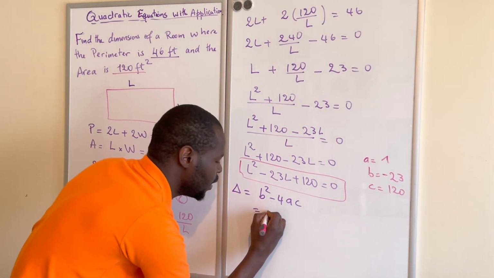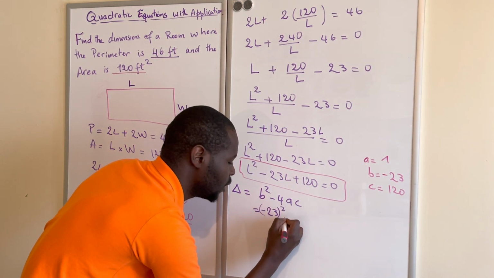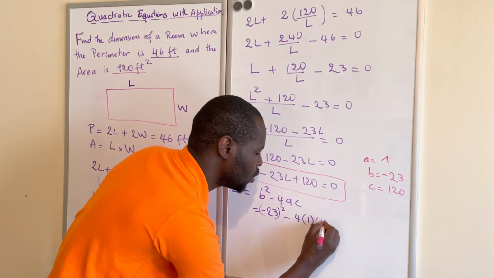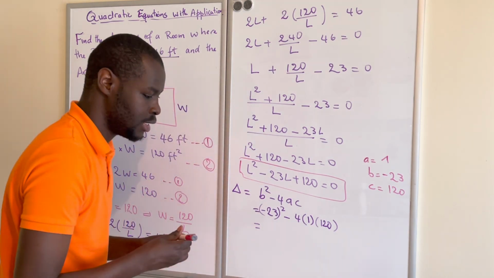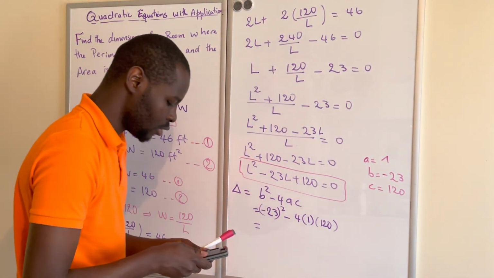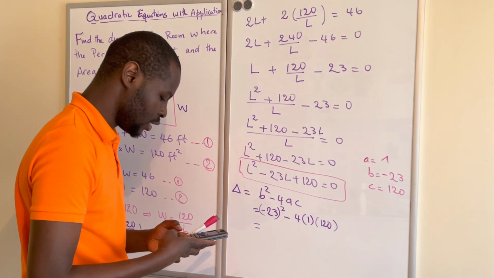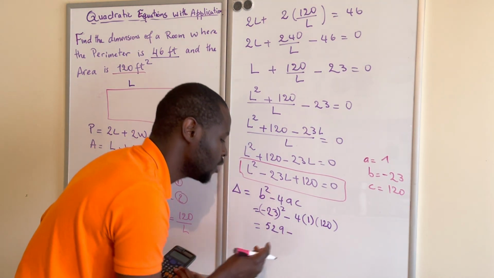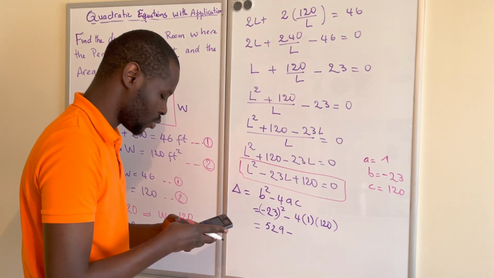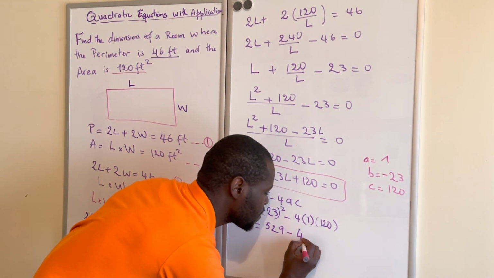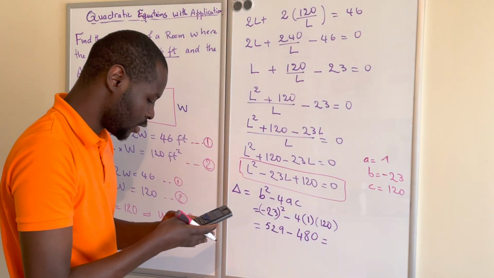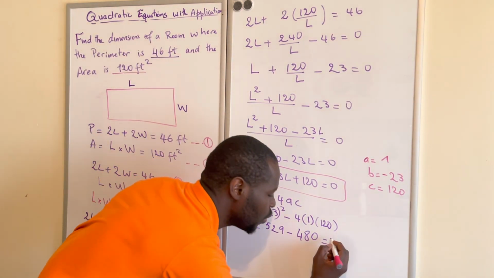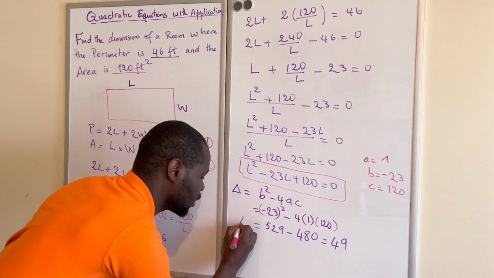So delta will be equal to then what? What's b? B squared is negative 23 squared, minus 4 times a, which is 1, times c, which is 120. So what is negative 23 squared? You get positive 529, minus 4 times 120, which should give us 480. So let's take the difference. 529 minus 480 equals 49. Okay, so this is our delta.